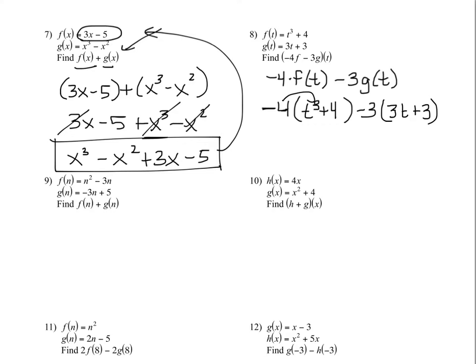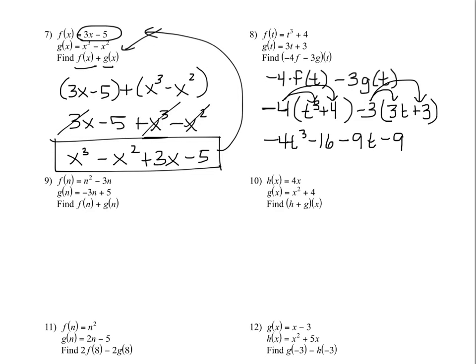So we're going to distribute the negative 4. So I have negative 4t cubed. I have negative 4 times positive 4, so it's minus 16. Negative 3 times 3t would be negative 9t. And then negative 3 times 3 would be negative 9.